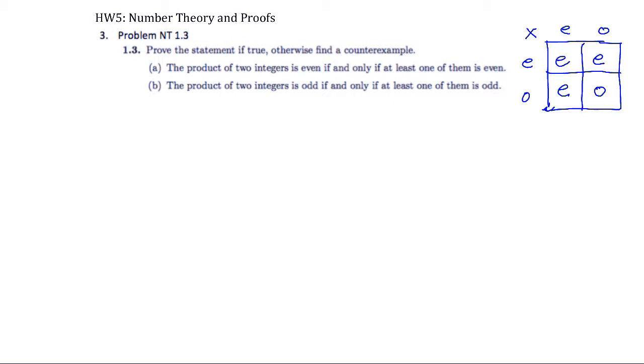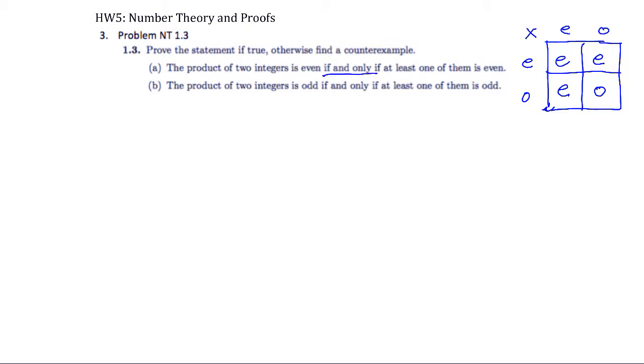That's a false statement, because saying at least one of them is odd could include the case that one is even and one is odd. Okay? And that case does not yield a product that is odd. If we wanted part B to be a true statement, it would be the product of two integers is odd if and only if both are odd. Okay? So we're going to see that part A is true, part B is false, and part A is an if and only if statement.